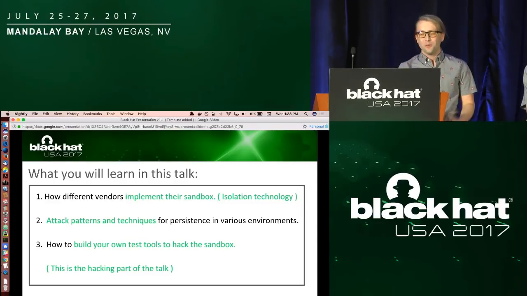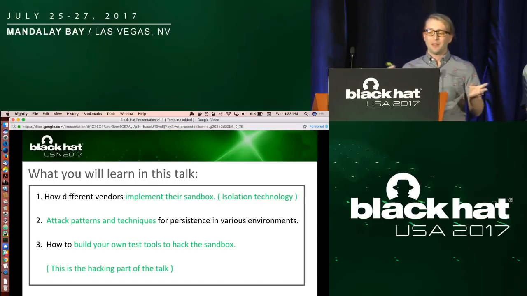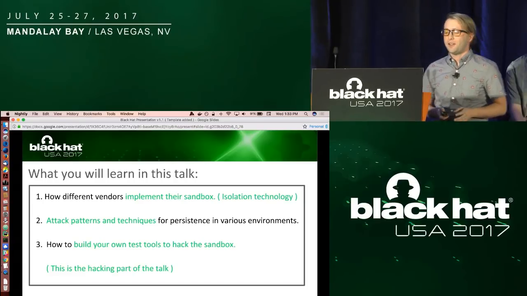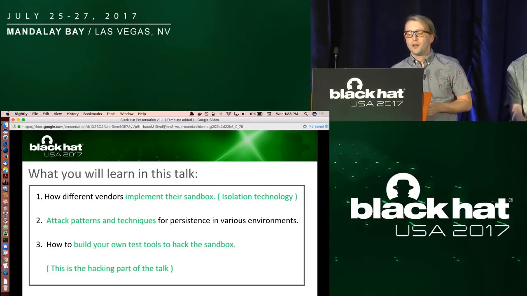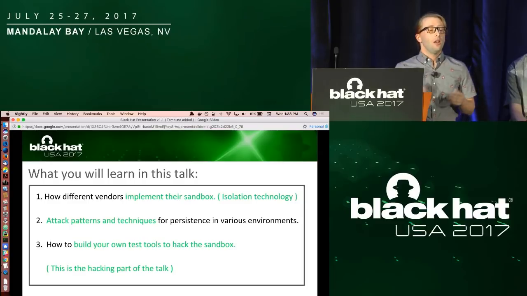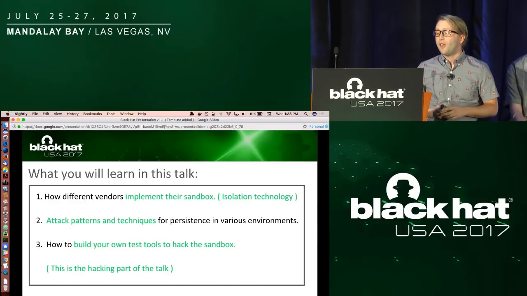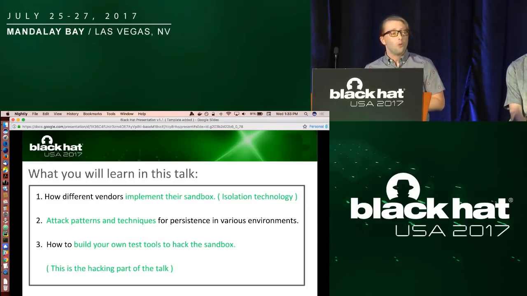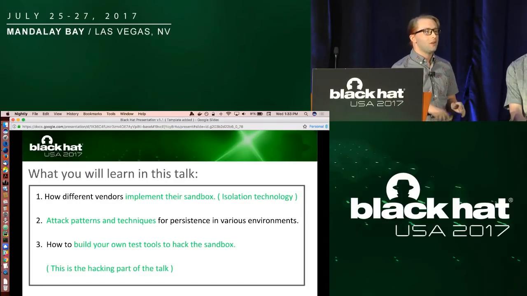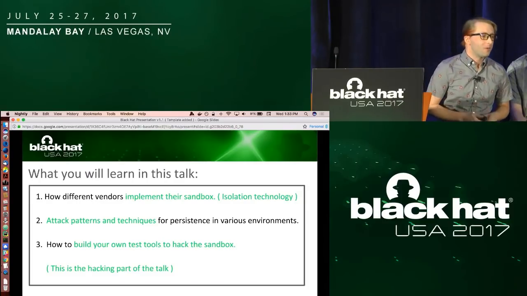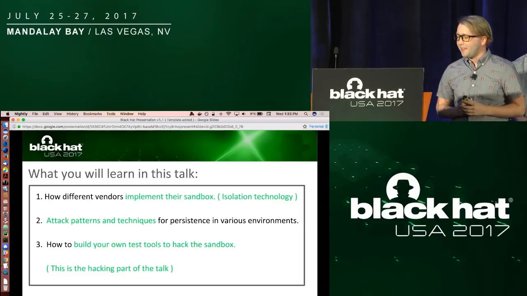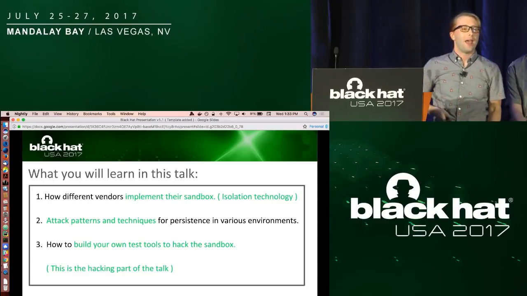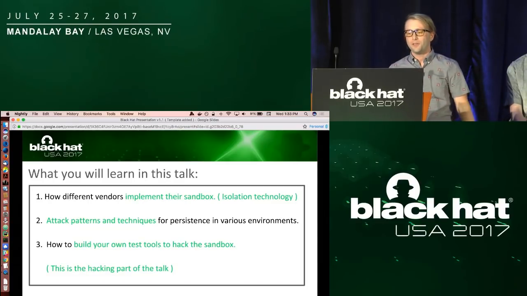What will you learn in this talk today, the three takeaways that Black Hat asks us to give to you? Hopefully you will take away how different vendors implement their sandbox. At a very high level, we're going to talk about the isolation technology or lack thereof. We're going to talk about attack patterns and techniques for light persistence in these environments. And we're going to talk about how to build your own test tools to hack the sandbox. How do you do a little bit of digging around and figure out how these things really work on the inside? This is the quote-unquote hacking part, hacker spirit of this talk.